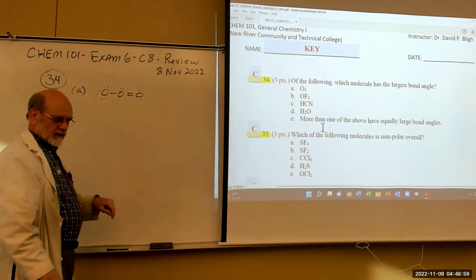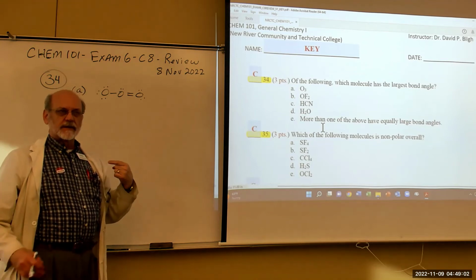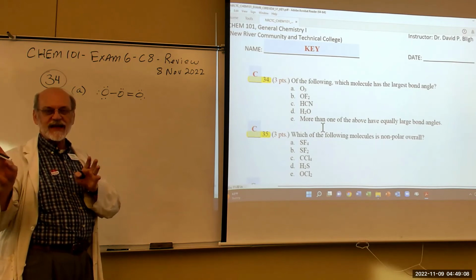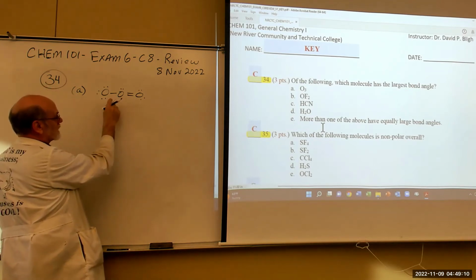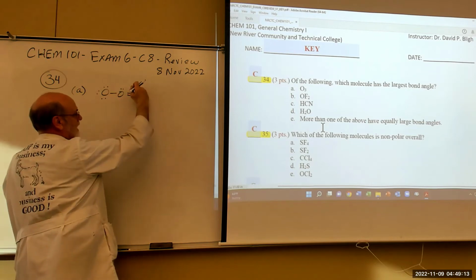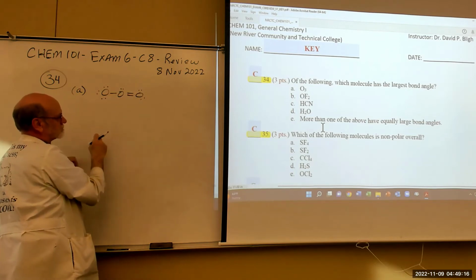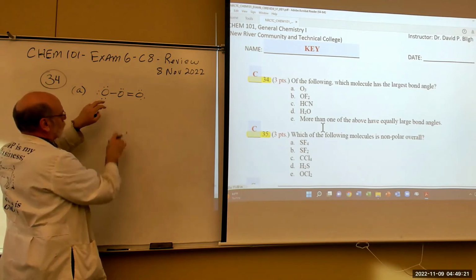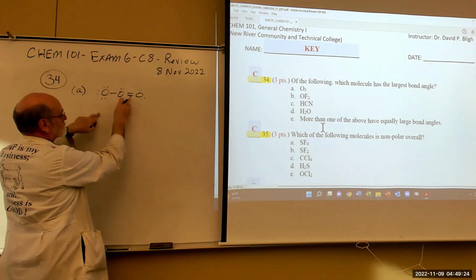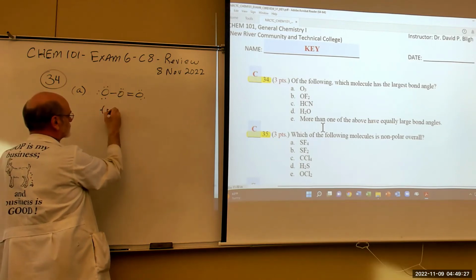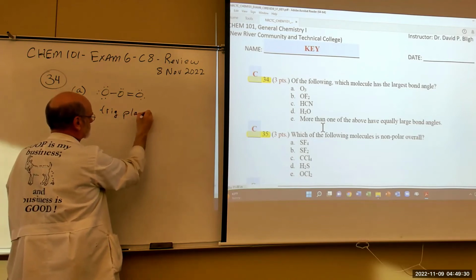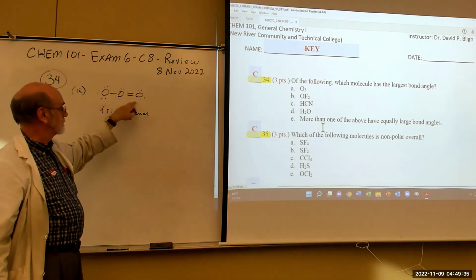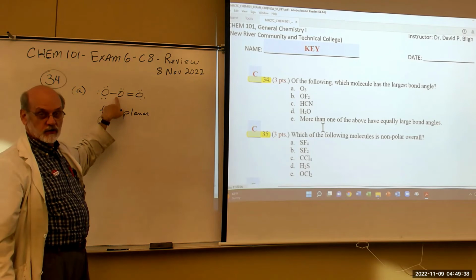Now, largest bond angle. Remember, bond angles have to have a central atom and 2 attached atoms. Right? So the bond angle would be between here and here, with this at the apex. So what would this structure be? Right? 1, 2, 3 would be trigonal planar. Right? You can't have bond angles with lone pair electrons. Right? So this is the only bond angle in that molecule right here.